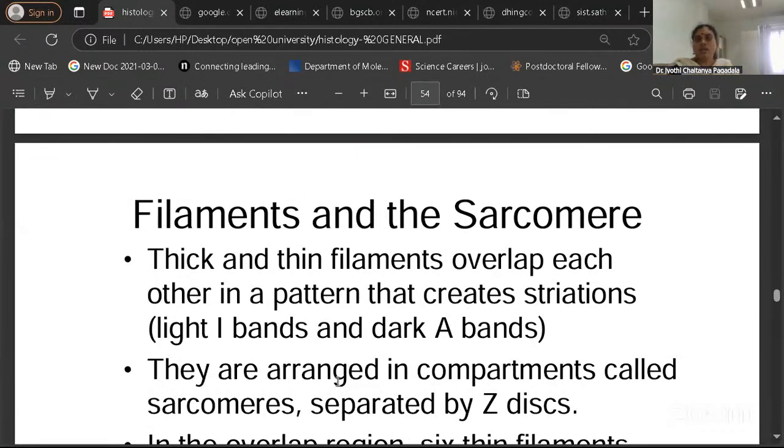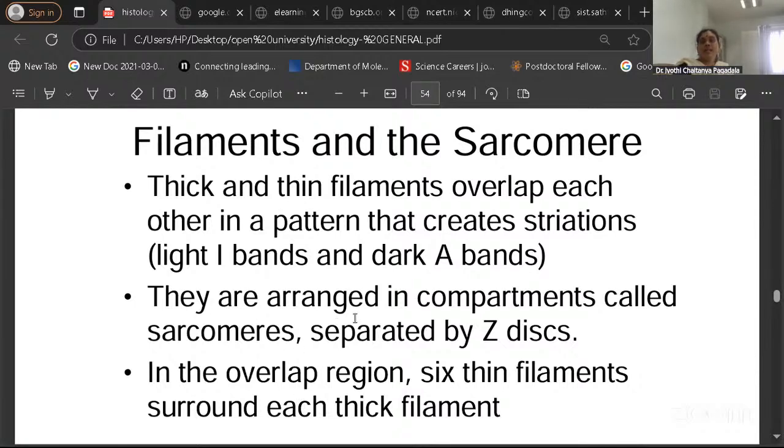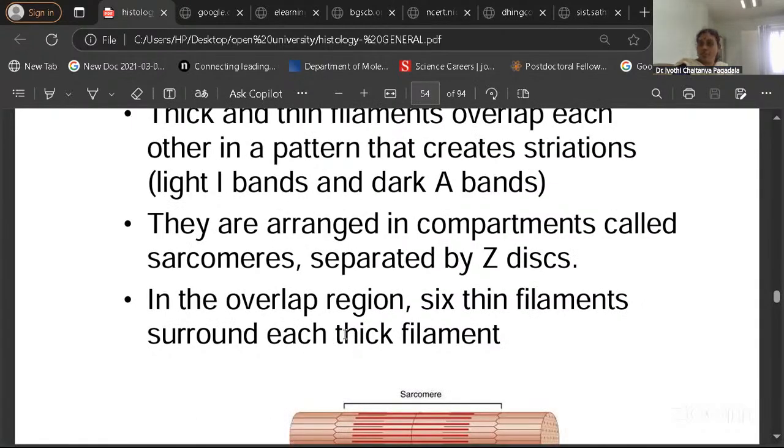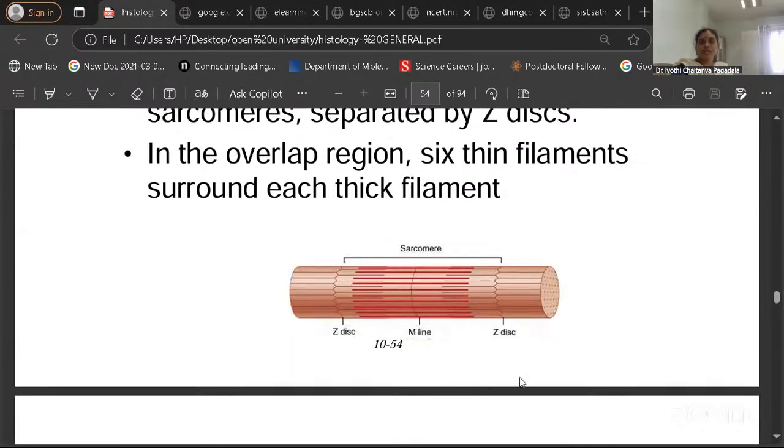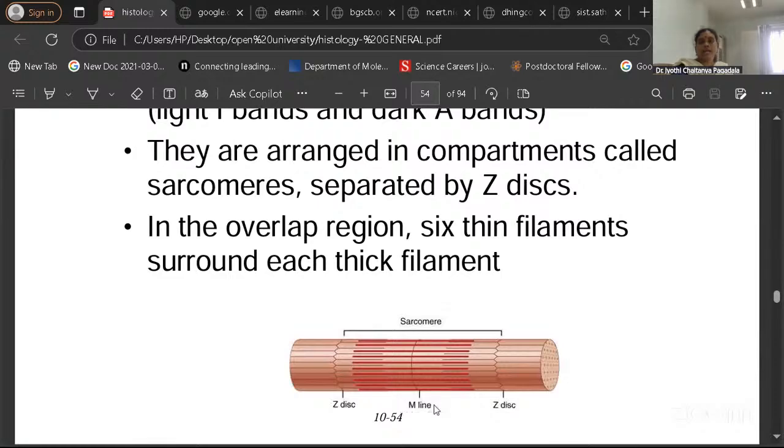Filaments and sarcomere: thick and thin filaments overlap each other in a pattern that creates the bands, light I bands and dark A bands. They are arranged in compartments called sarcomeres, which are separated by the Z disc. In the overlap region, 6 thin filaments surround each thick filament. Here you can see the presence of Z disc and M line, and the region between Z discs is called the sarcomere.